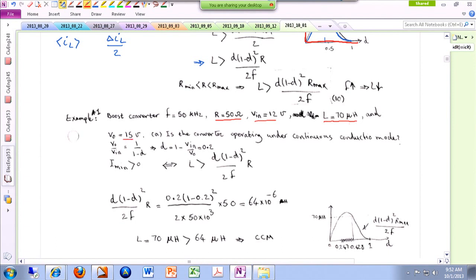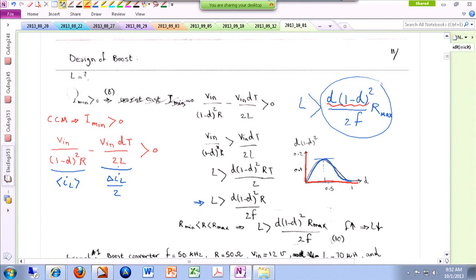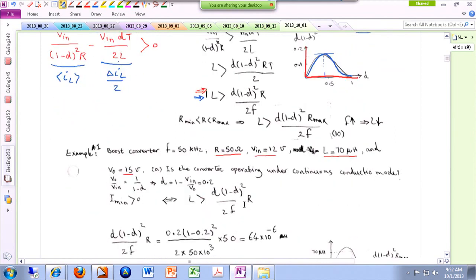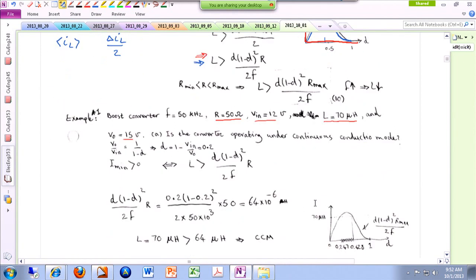All right. First question, is the converter operating under continuous conduction mode? If you have a question like that, you have to check the validity of this expression over here. Is my L larger than that expression or not? So I'm going to calculate that expression. I'm trying to calculate D times (1 minus D) squared over twice the frequency times R. I don't have the value of the duty cycle. However, the input and output voltages are given, so you can easily find the duty cycle.